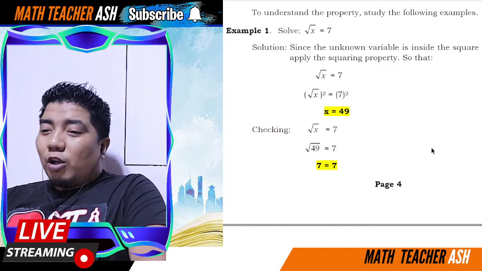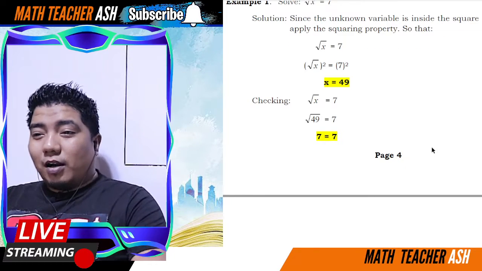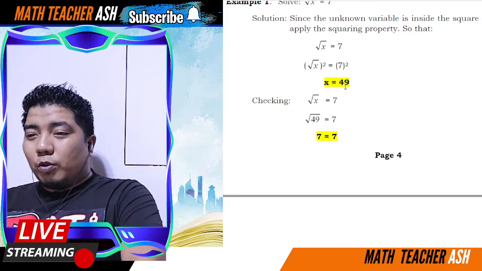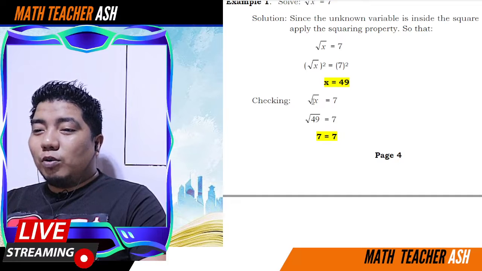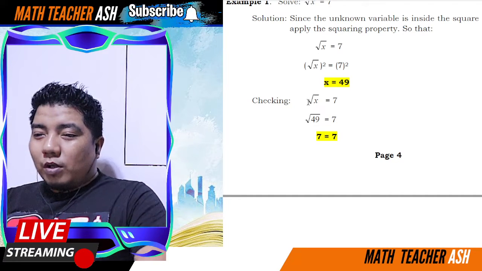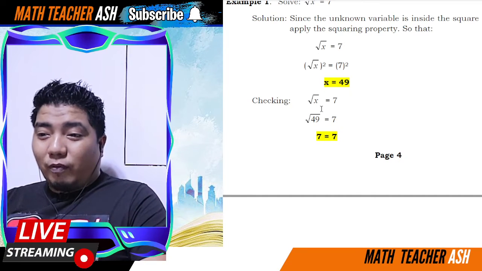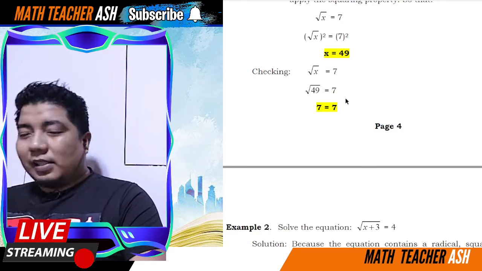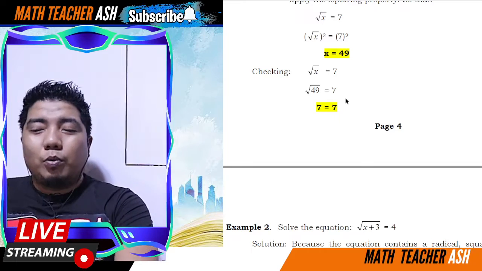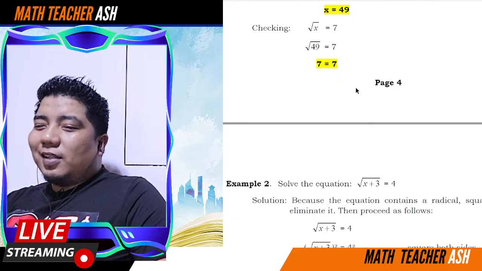So, of course, kung gusto mong i-check whether your answer is correct, so what you will do is you just substitute the value that you have solved, yung 49 doon sa x mo, ipapalit mo lang. So, the square root of x will become the square root of 49. And what is the square root of 49? That is positive 7 as its principal root. Easy, right? Easy lang talaga, my dear math learner.